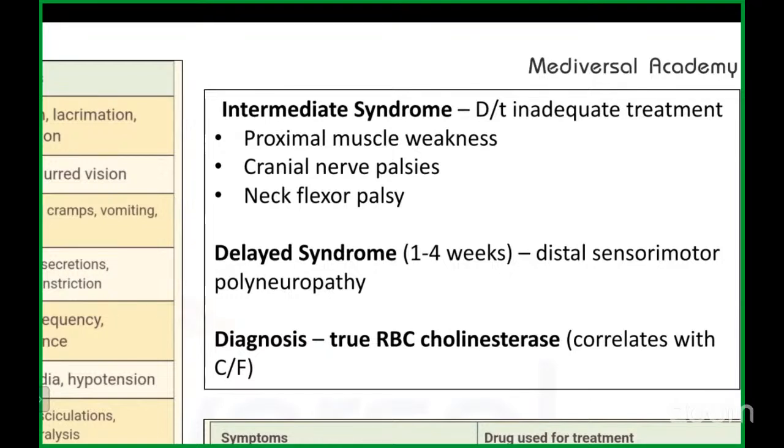If left untreated for a long time, either these patients die, or if partially treated after a very long time, say 1 to 4 weeks after the attack, then there's a delayed syndrome which mimics distal sensory motor polyneuropathy.